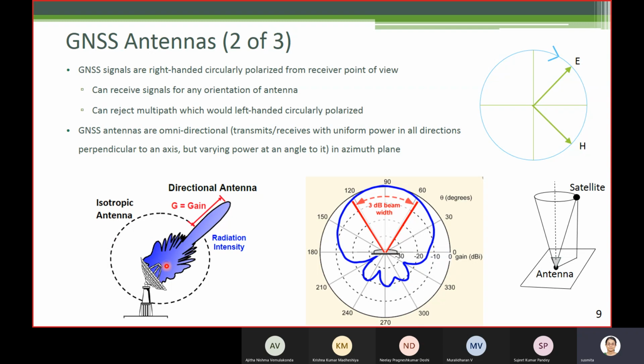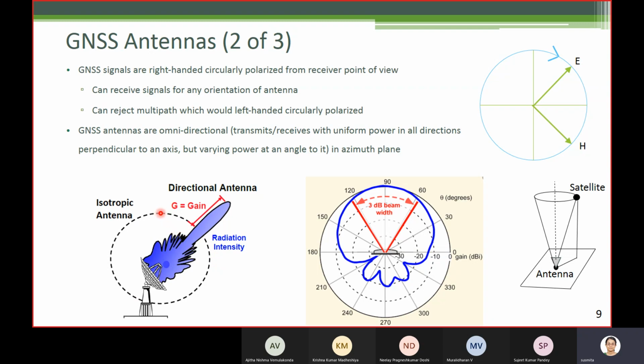Now, how can we say it transmits power uniformly? For that purpose, imagine a sphere around that antenna. It's of radius capital R. So what is the surface area of the sphere? 4 pi r square.